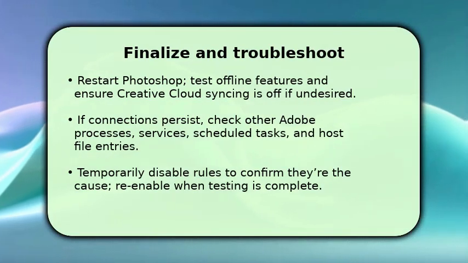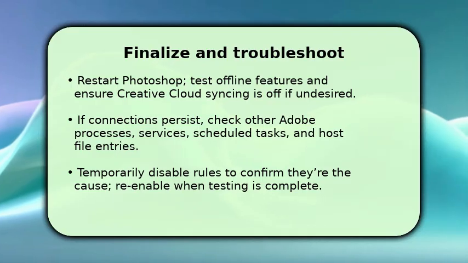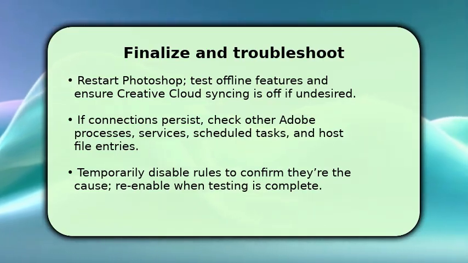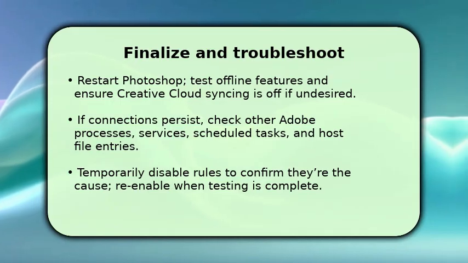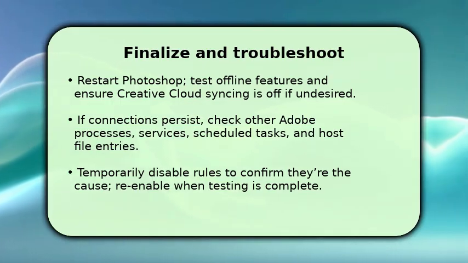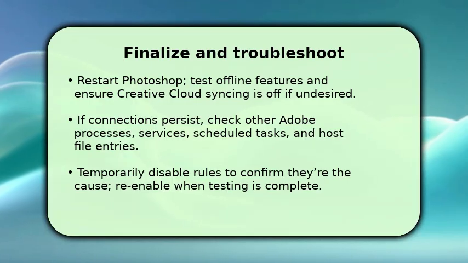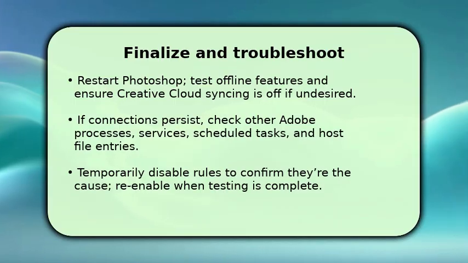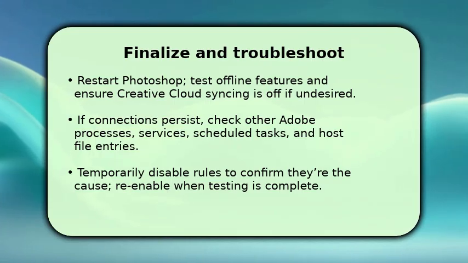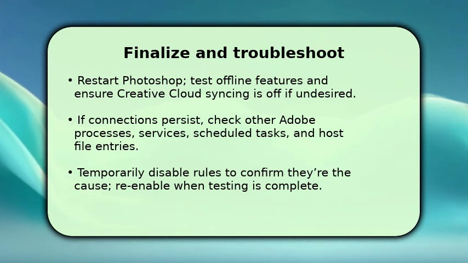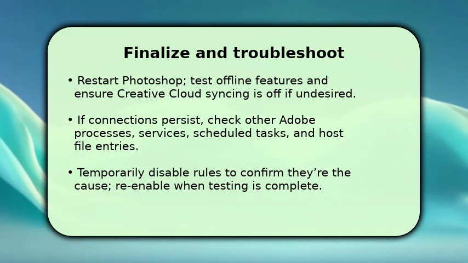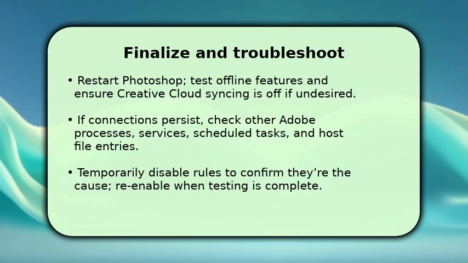Make sure Creative Cloud Sync is turned off inside the app to avoid local interference. If you still see outbound traffic, inspect other Adobe processes and services like Adobe Updater or CC Service and block their EXEs too. Also review Task Scheduler and host file overrides. If troubleshooting, temporarily disable the new firewall rule to confirm behavior changes, then re-enable it. Keep one troubleshooting tip in mind. Log events.